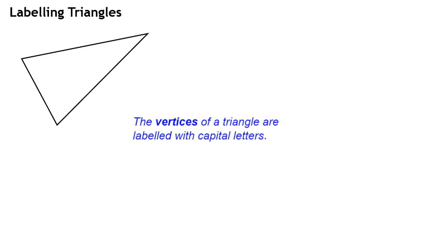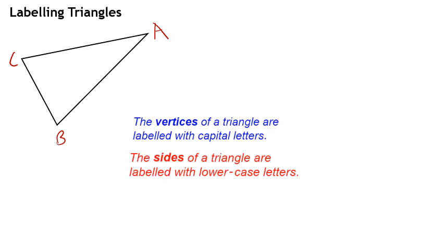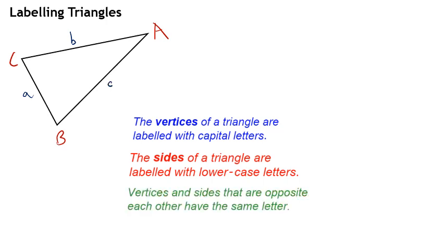So what you need to know is this: the vertices, or the corners of the triangle, are labelled with capital letters. Normally they would be A, B, and C, but they don't have to be. Other point: the sides of a triangle are labelled with lowercase letters. So a, b, and c. Finally, the vertices and sides that are opposite each other have the same letter.